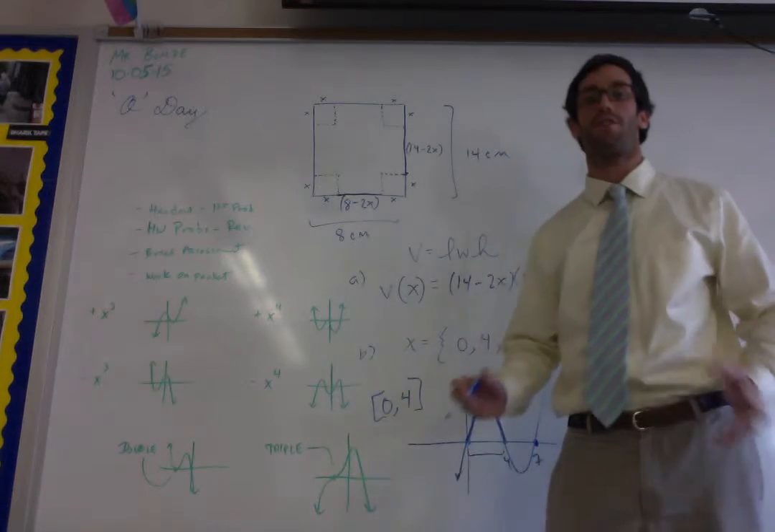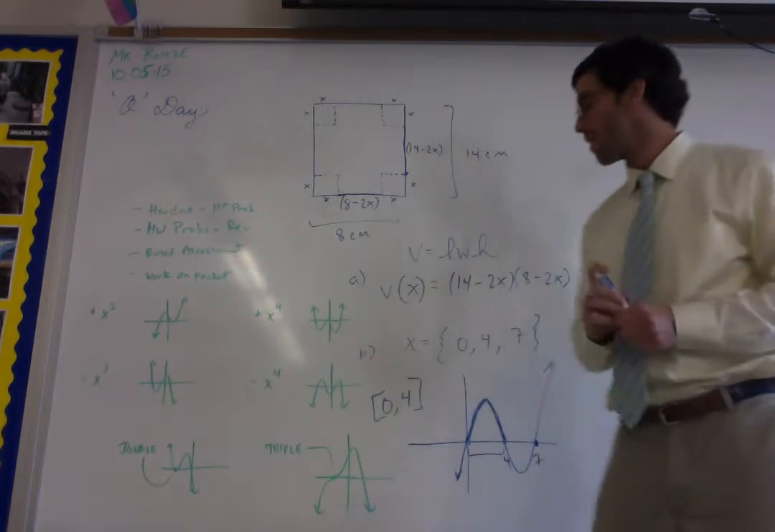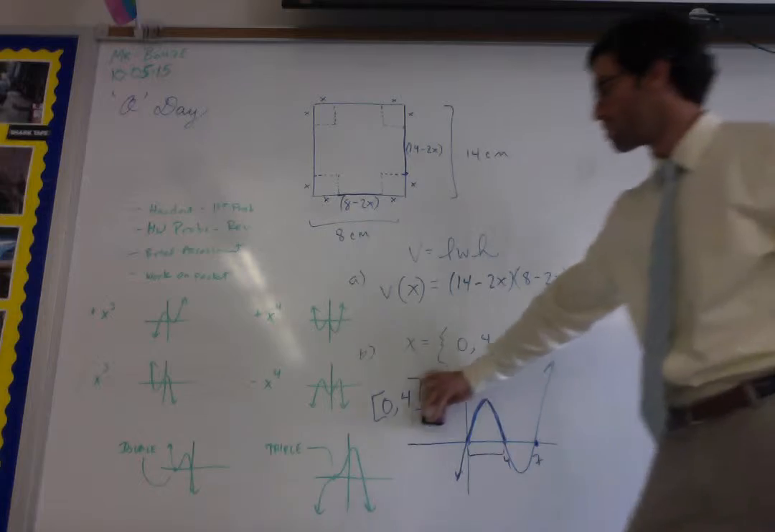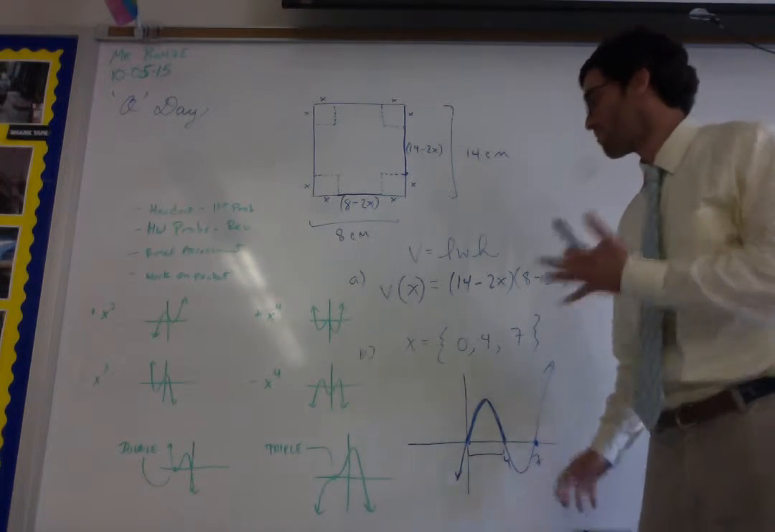Okay? You could also write the set notation. 0 is less than x is less than 4. Right? In fact, we probably should use parentheses and not brackets because x couldn't be 0. We wouldn't have a box. Or we wouldn't be able to, it would have no height.